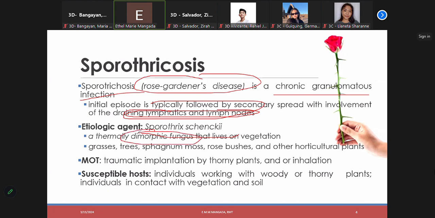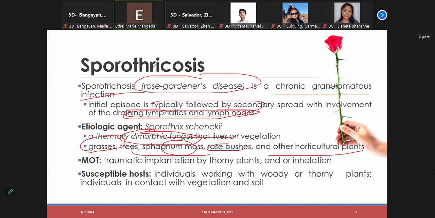Where does it live? In grass, in plants, sphagnum moss, roses, and horticulture plants. Or do you know the old wall? Have you tried observing old walls, especially those that are not painted? Right, guys, sometimes moss grows on the wall? You know that? Yes, ma'am. The wall sometimes turns green like that. So sometimes, we can also see them in those areas.